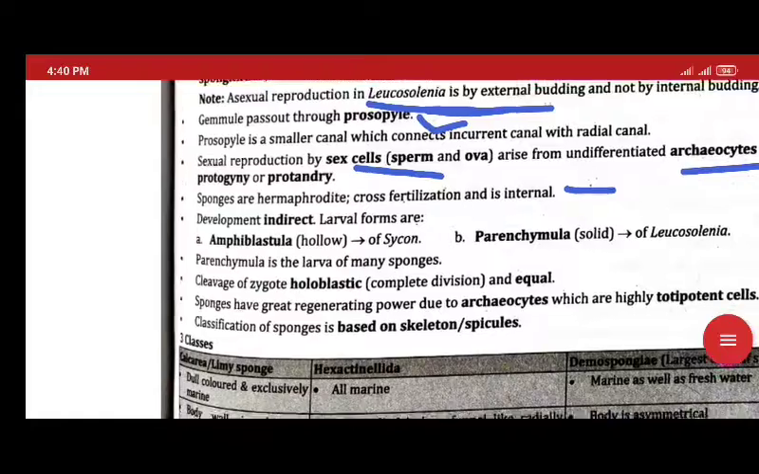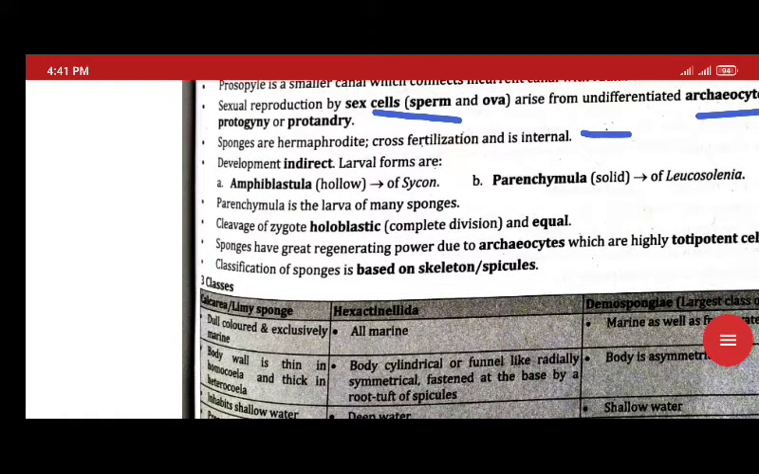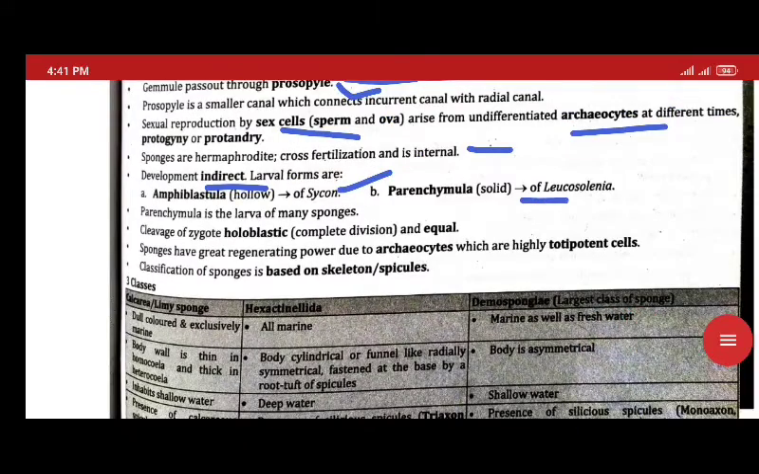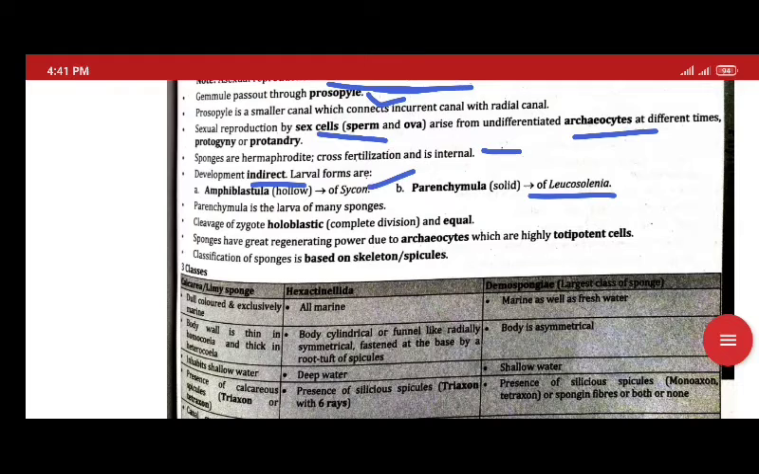Now got indirect development. So if indirect development here, then got larva. So in Sycon we have amphiblastula, and in Parenchymula we have what? Leucosolenia. So we can remember as pale solid, and here am Sam. You should write Sycon amphiblastula. Now Parenchymula is the larva of many type of sponge, but we should remember this only for Leucosolenia.